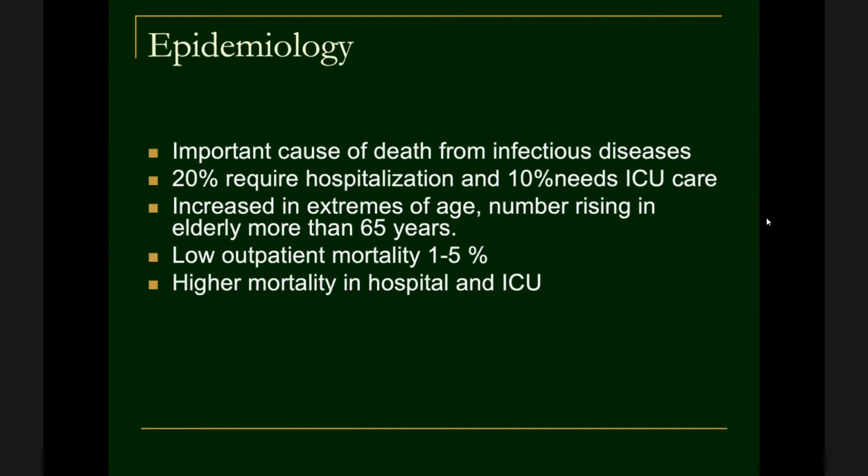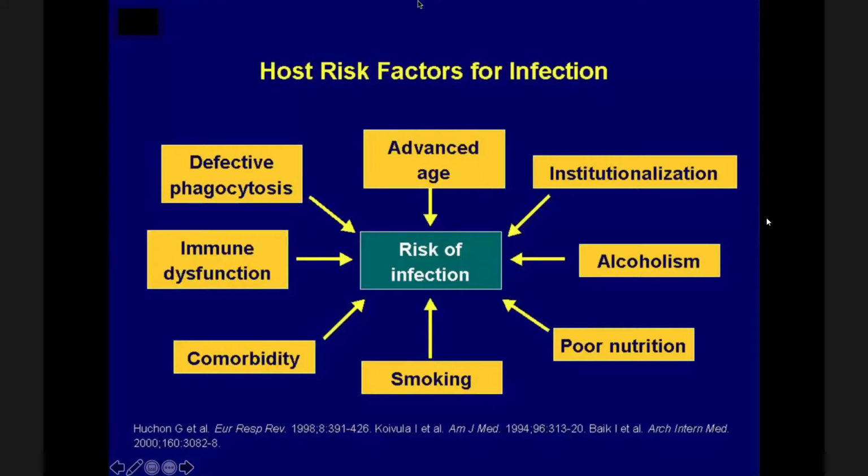The outpatient mortality is low, 1 to 5%, with patients presenting to the OPDs, and there is high mortality in the hospital and ICU. So most of the hospital and ICU mortality we get is mainly because of pneumonia. Hospital mortality and ICU mortality are more common in this.